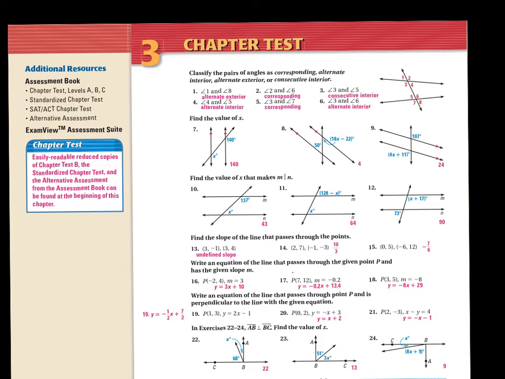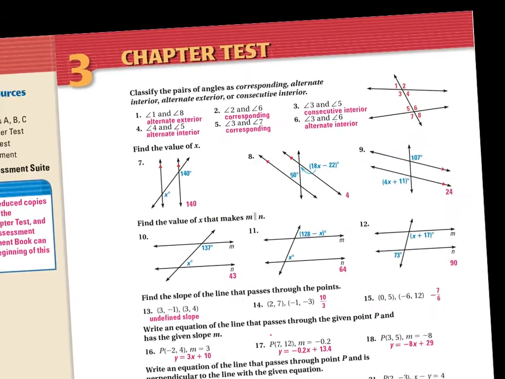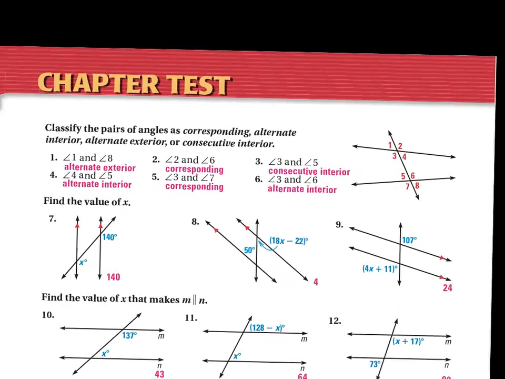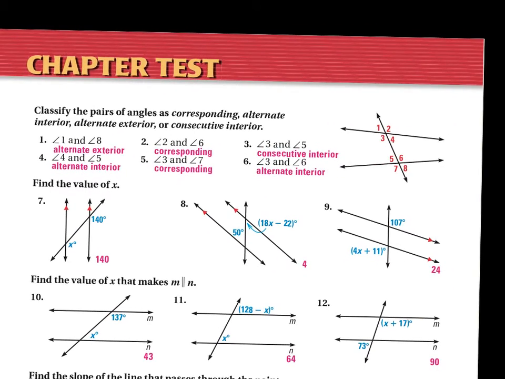Okay, so now let's look at your chapter test. If you look at the top, this is just identifying what these pairs are. 1 and 8 would be alternate exterior. 2 and 6 corresponding. 3 and 5 consecutive interior. 4 and 5 alternate interior. 3 and 7 corresponding, and 6 and 3 alternate interior.